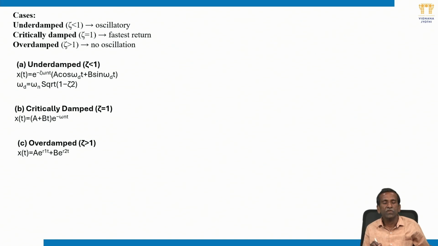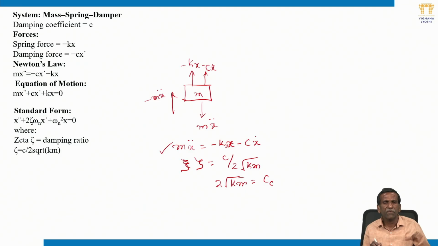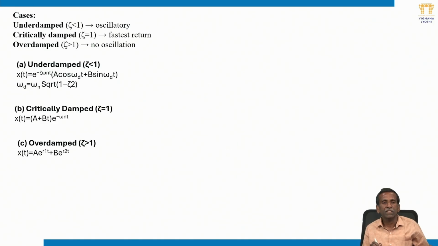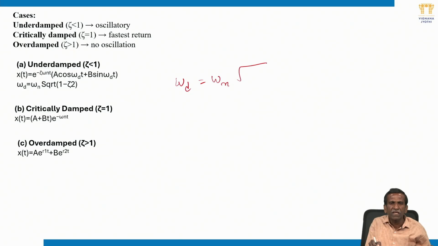In the underdamped case, because it is a second order linear differential equation, the fundamentals of differential equations give the solution in the form e power minus zeta omega n t into a cos omega d t plus b sin omega d t, where omega d is omega n square root of 1 minus zeta square. Omega d is called the damped frequency, written in terms of the natural frequency.